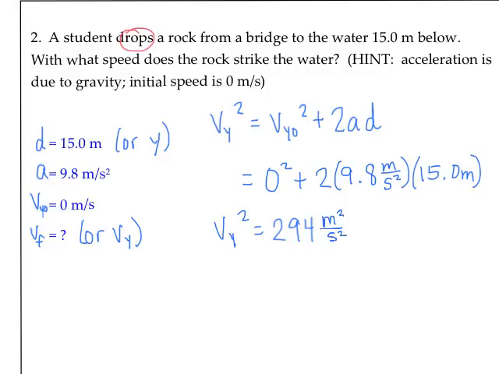And a lot of you guys on that quiz on the first day, you plugged everything in correctly, but then when you went to take the square root of both sides, you only square rooted the number and not the units. Those get square rooted as well. So this is going to make our final speed equal to 17. And then when we square root those units, we see that we have meters over seconds.